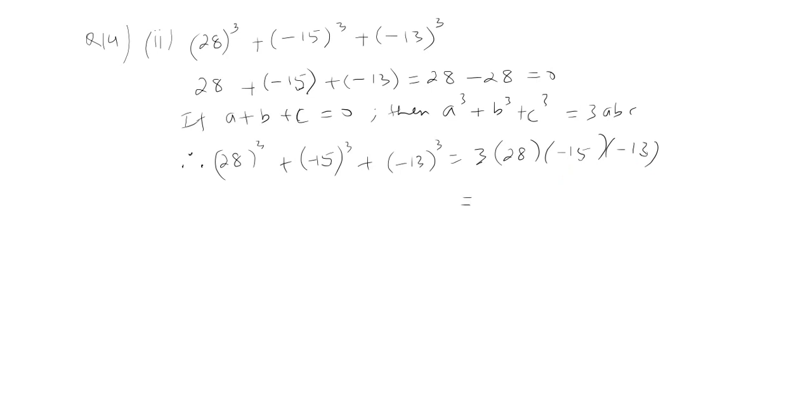Now here you will see this is also minus, this is also minus. So minus into minus is plus, so the resultant will come in plus. So now you have to multiply all these four numbers, and whatever we get is the solution or the answer. So 3 into 28 into 15 into 13 gives you 16380. So this is the answer. So what we have done, we have not cubed, but still we have got the answer.